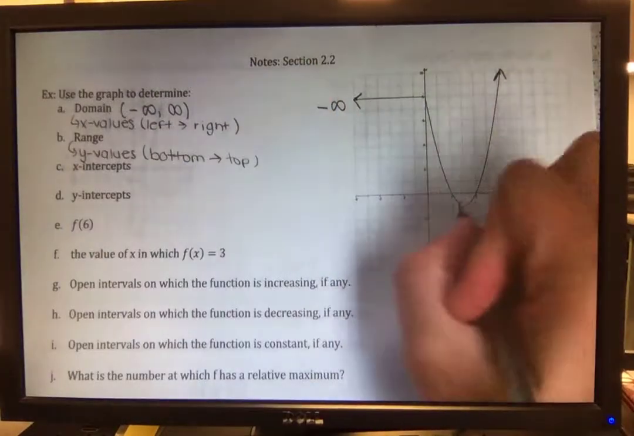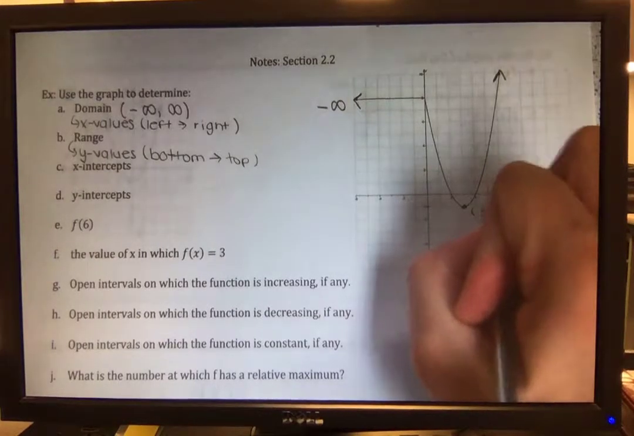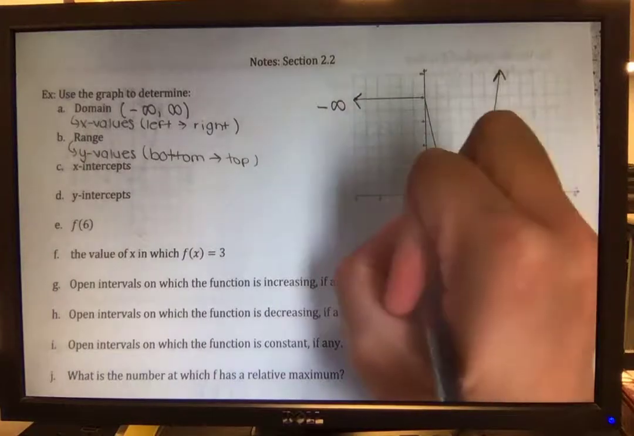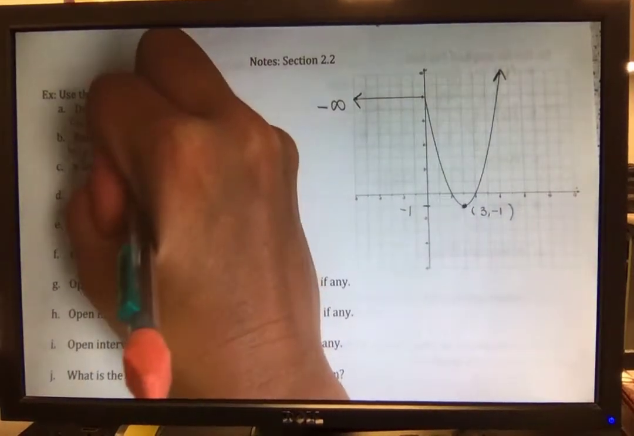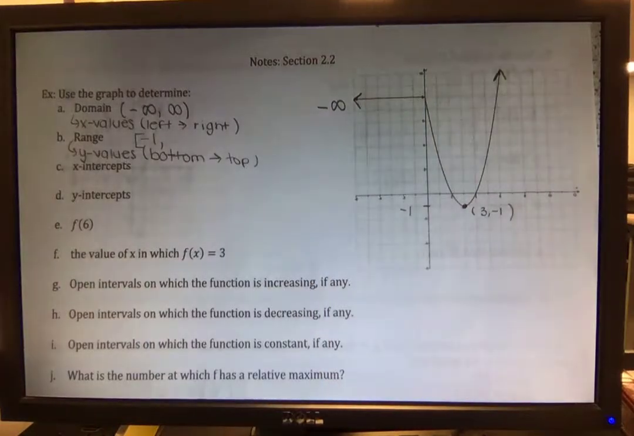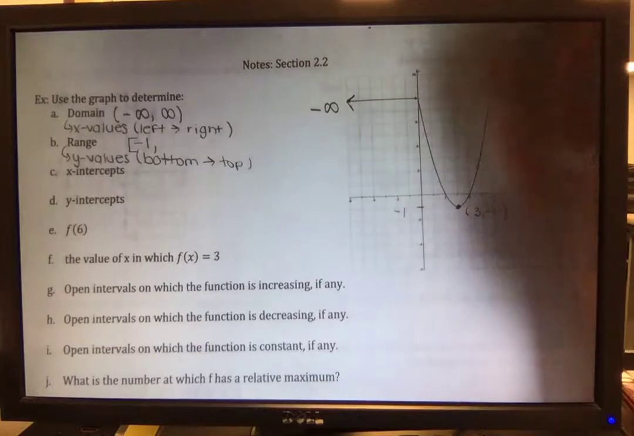The bottom of our graph, our smallest y value happens right here. This is the ordered pair 3, -1. So -1 is my smallest y value. There is a point there, so -1 is included. We're going to use a bracket. And then my graph is going over that way. That's fine. I don't really care.